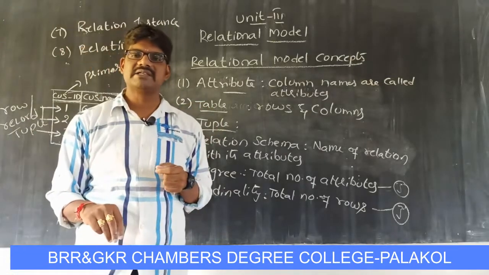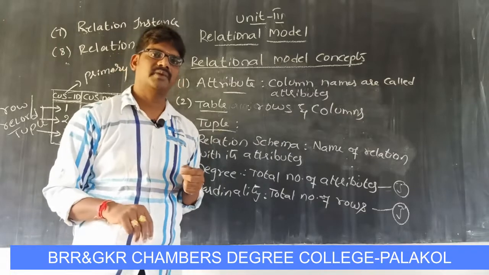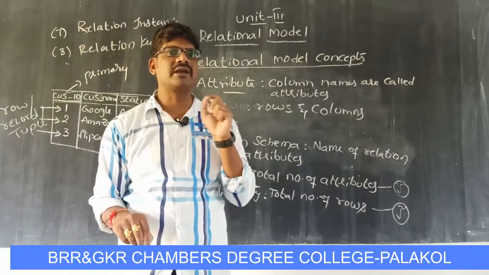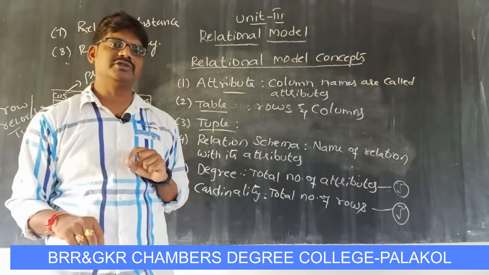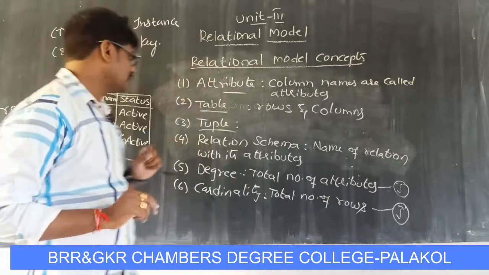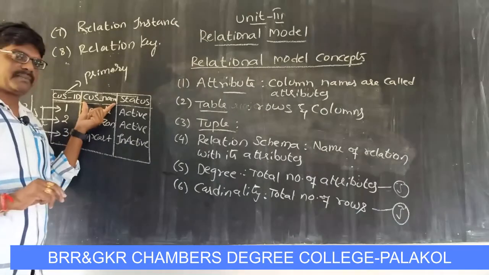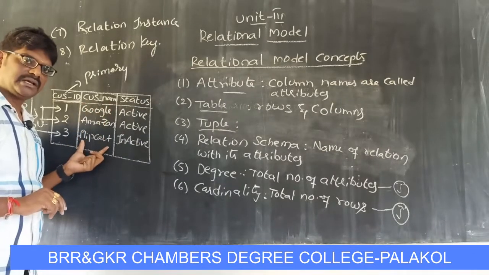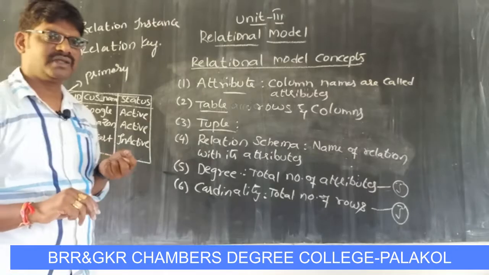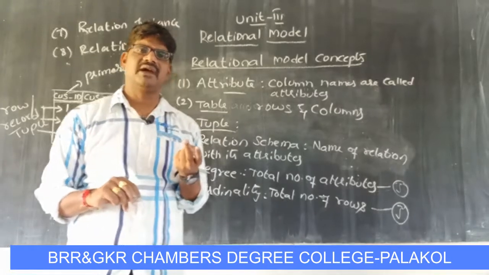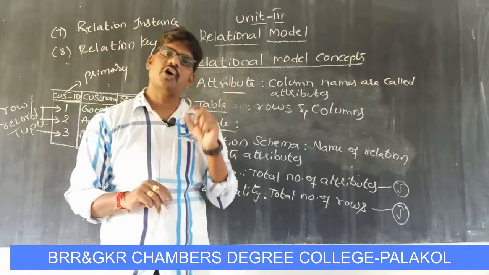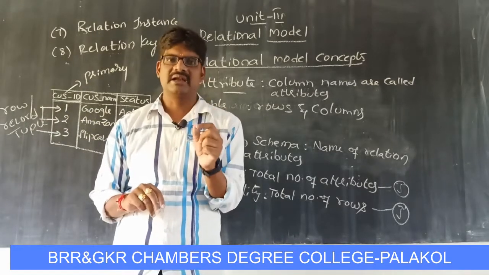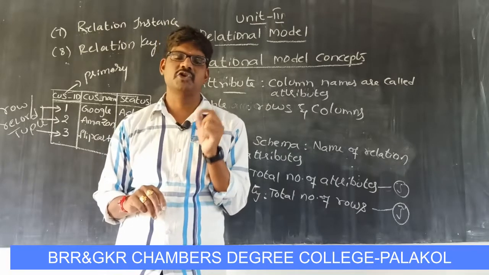And next one is attribute domain. What is domain? The possible values of an attribute are called the domain. For example, customer name: how many possible values here? 3 values. For example, gender has 2 possible values, one is male and another one is female. The number of possible values presented in an attribute, we call it a domain.